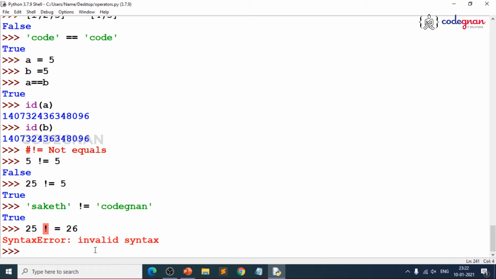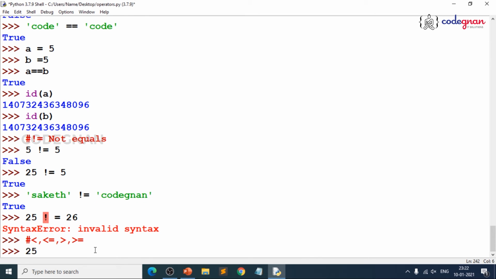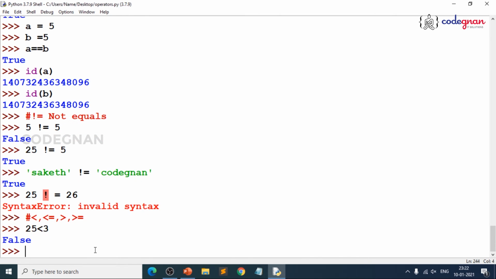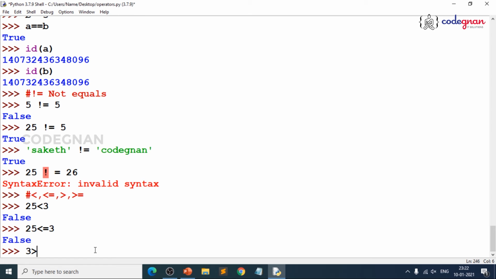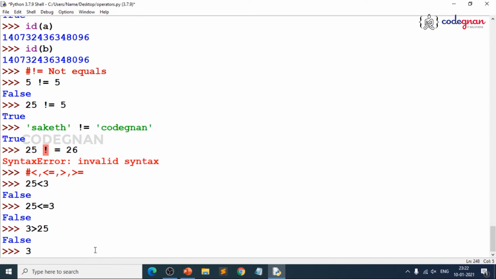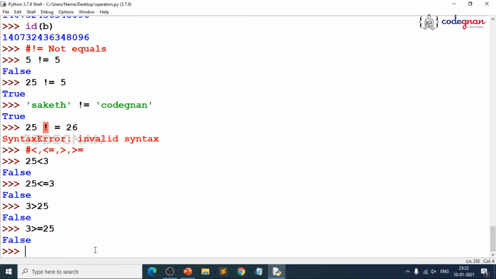The same way you have less than, less than or equal to, greater than, and greater than or equal to. These are very much simpler. 25 less than 3 is, sorry, false. 25 less than or equal to 3 is also false. 3 greater than 25 is false. 3 greater than or equal to 25 is false too. These are just comparing: the less than operator, less than or equal to operator, greater than operator, and greater than or equal to, which plays a very key role.